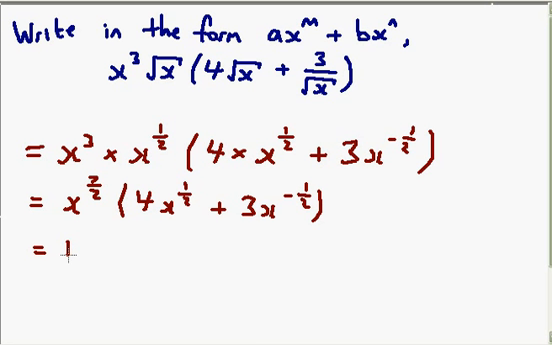So now multiplying the bracket out, I'm going to get 4x to the 7 halves times x to the half. So the two indices get added together. 7 halves and a half is 8 halves, which is 4. So it's 4x to the 4 plus 3 lots of x to the 7 halves, take away a half, so that's 6 halves, so that's 3. So I get 4x to the 4 plus 3x cubed, which is the format I wanted it in the first place.